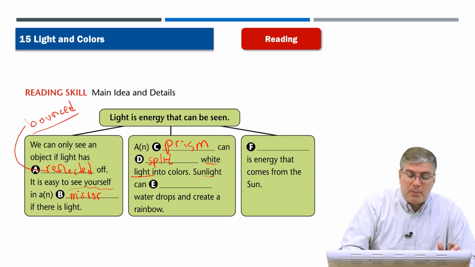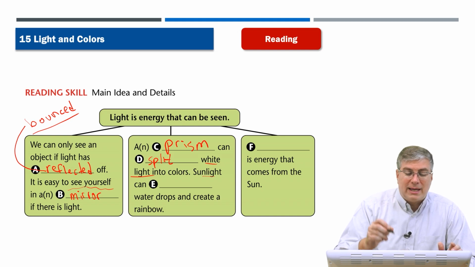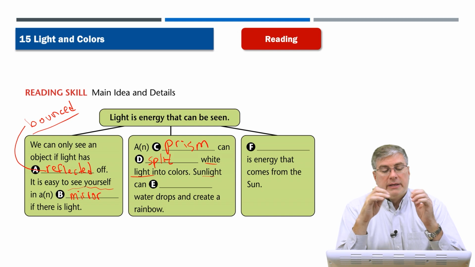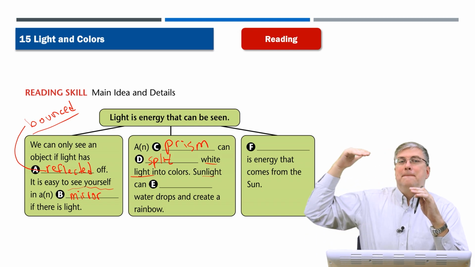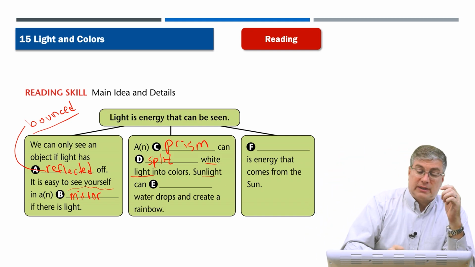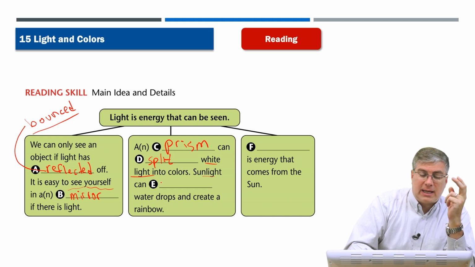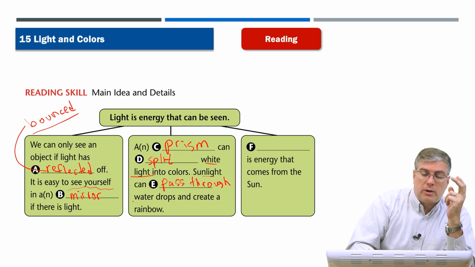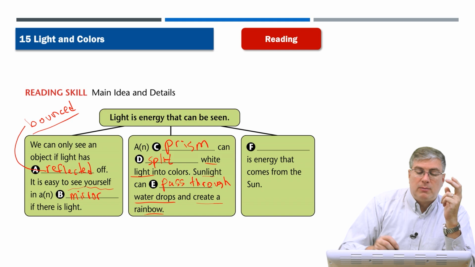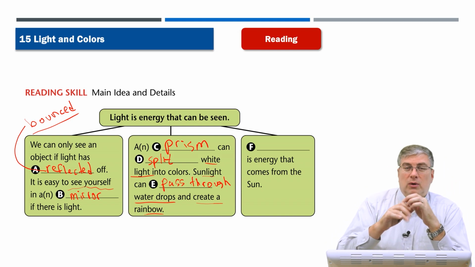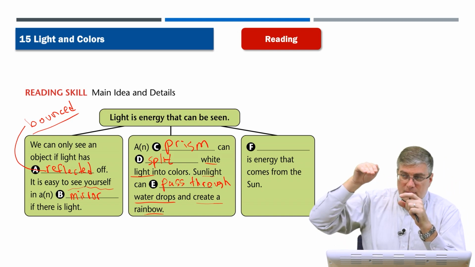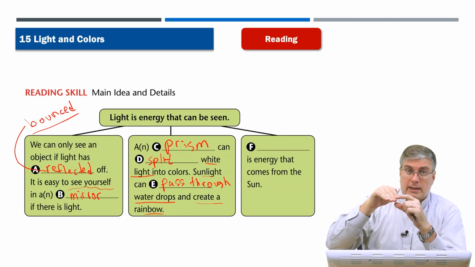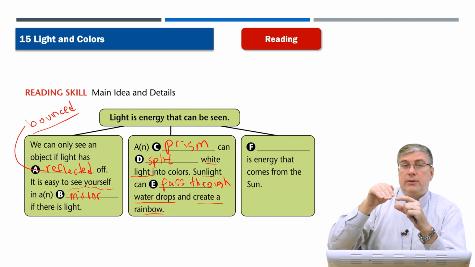Sunlight can pass through water drops and create a rainbow. Sunlight can do what? Sunlight passes through. So that's two words actually for that blank. Sunlight can pass through water drops and create a rainbow. So basically what's going on is that light is hitting the water, right? And of course the light is moving quickly through air, but when it hits the water, it slows down.